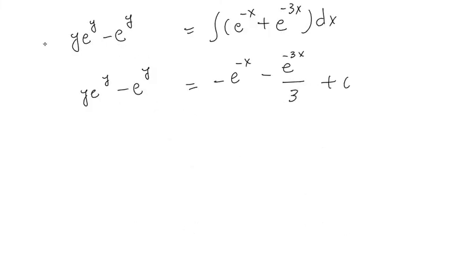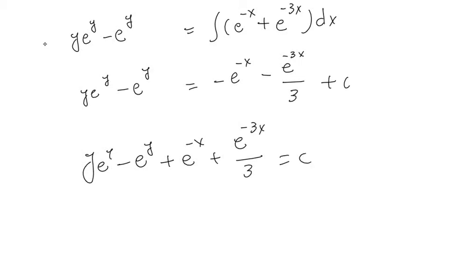Okay, so in this way you would have y e raised to power y, and this e raised to power y will be positive on this side, and you will have e raised to power minus 3x divided by 3. Let me know if there is any mistake. So here you have your solution.